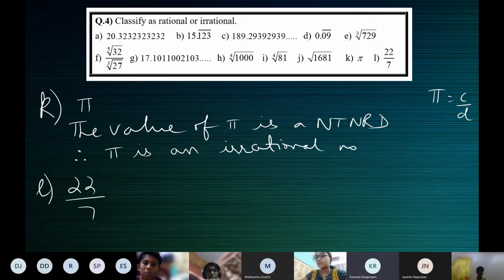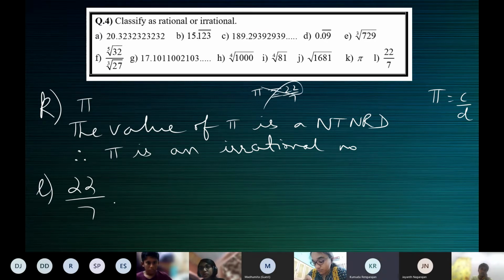See, the value of pi is not exactly 22 by 7. It's approximately somewhere near 22 by 7. So for calculation purposes, wherever we have to use pi, we take the value as 22 by 7. It's not exactly equal to this. 22 by 7 has a p by q form, so it's a rational number. Pi is irrational.